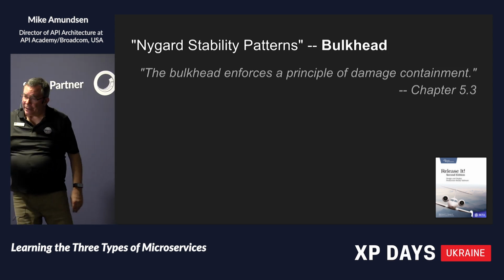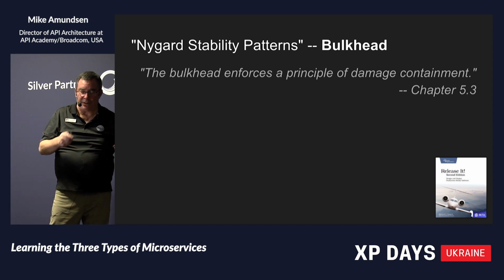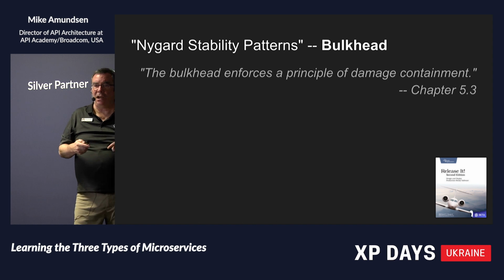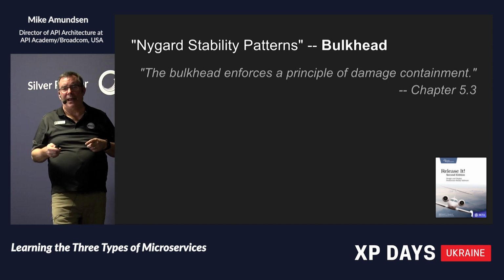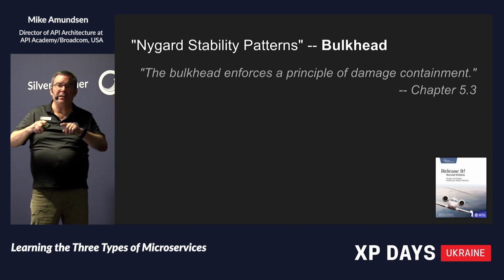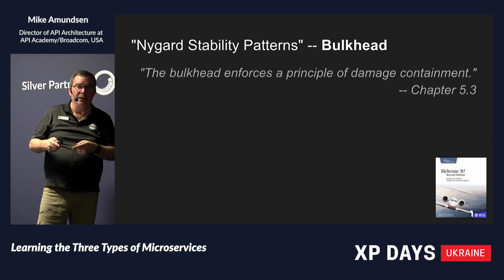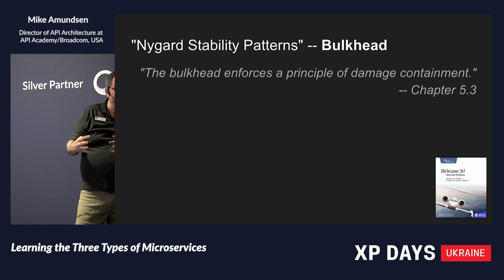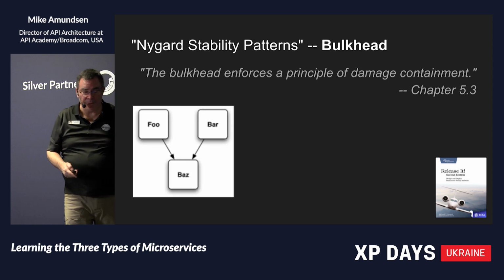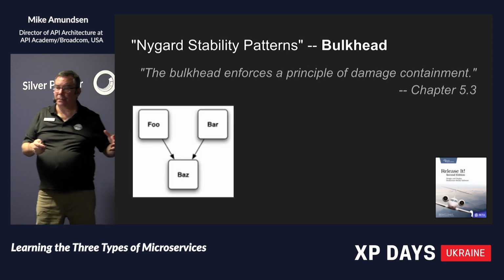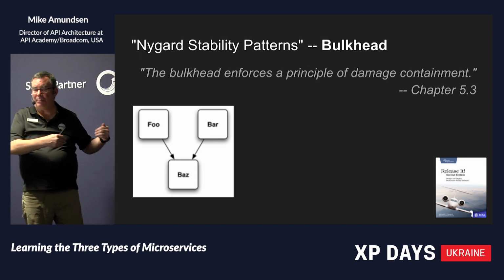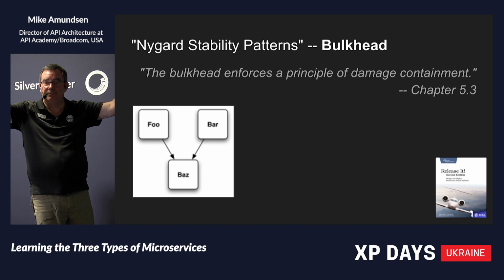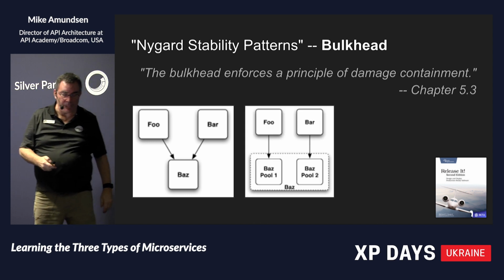That's a little different than a bulkhead. A circuit breaker is a complicated thing. A bulkhead's pretty simple. It enforces the principle of damage containment, what Subbu Allamaraju at Expedia calls limiting the blast zone. When something bad happens, you don't want to ruin everybody's day. You want to kind of contain it as much as you can. So we have 2 services, foo and bar, that are dependent on baz. If baz goes down, both of them are in trouble. How can I solve this problem?